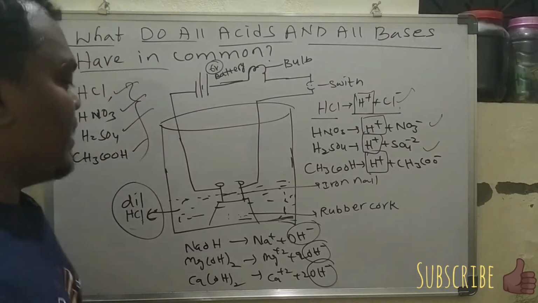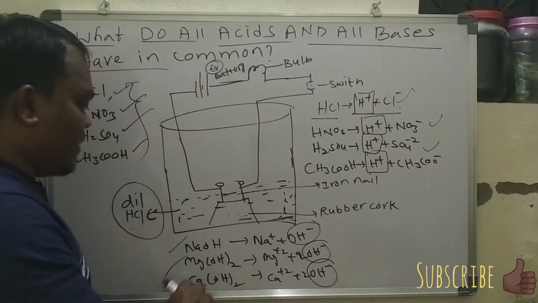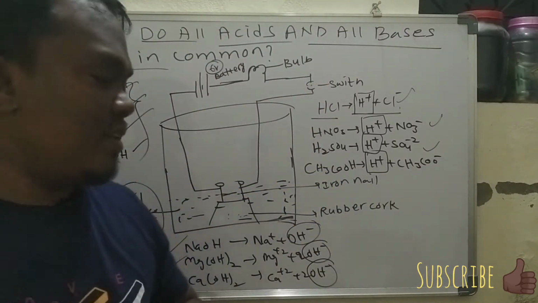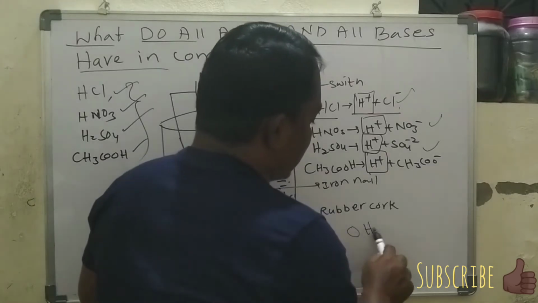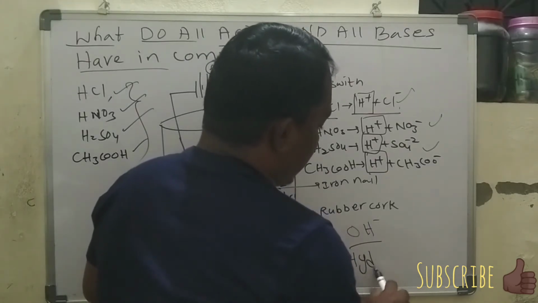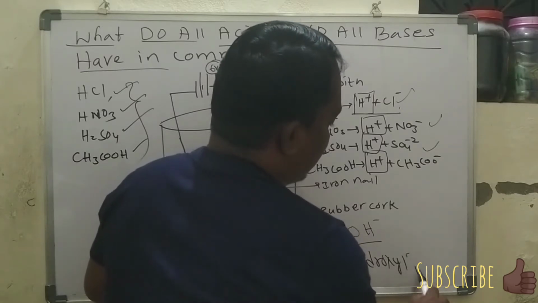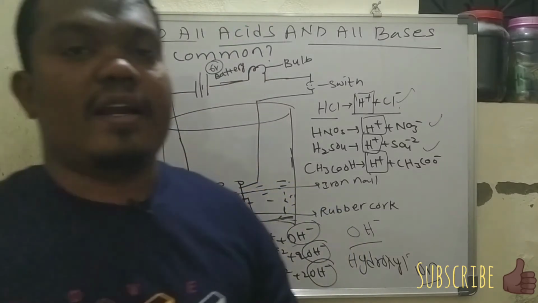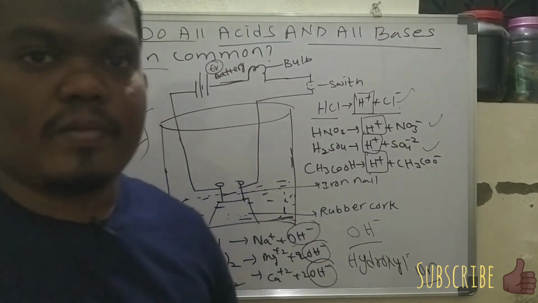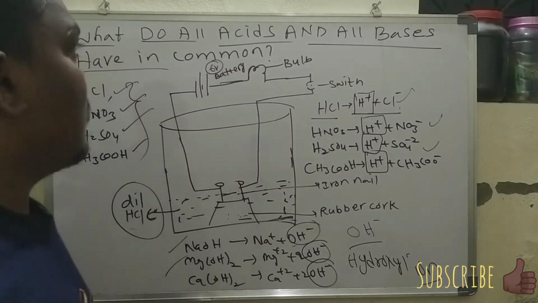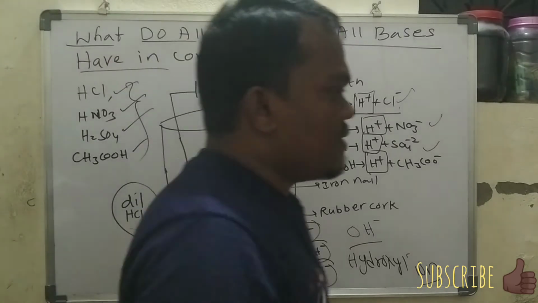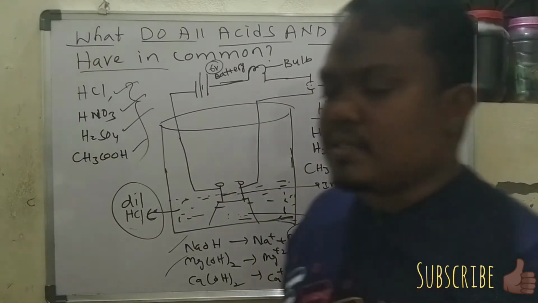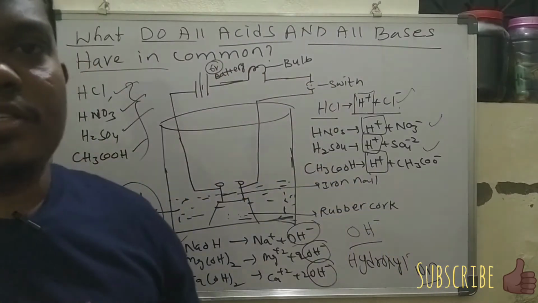Simply we conclude that bases commonly have the hydroxyl ion, OH minus. We can say that bases contain the hydroxyl ion OH minus commonly. From this activity we conclude that acids contain H plus ion in common, and bases contain OH minus ion in common.